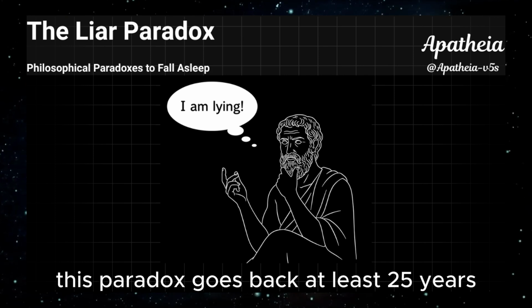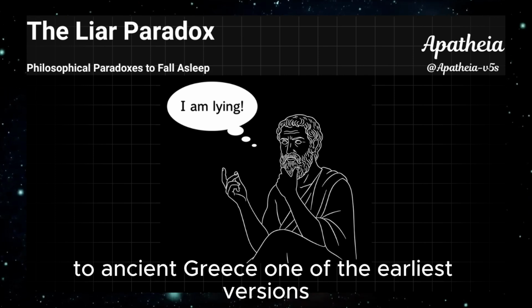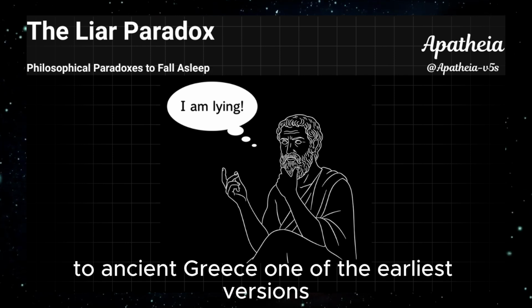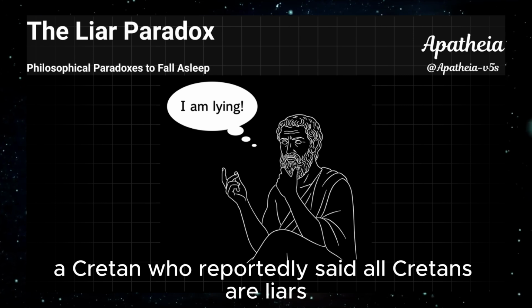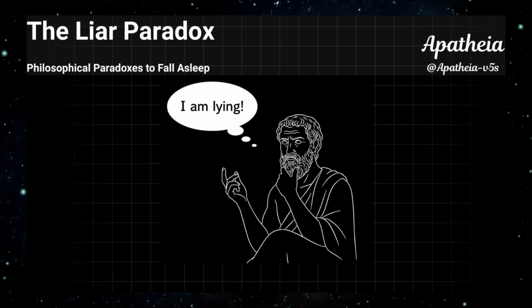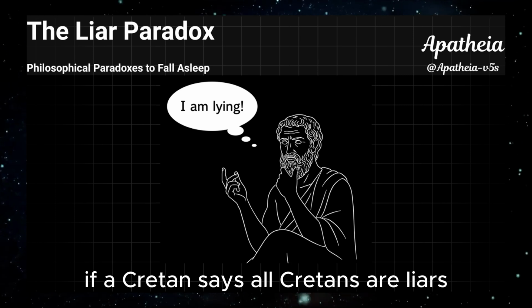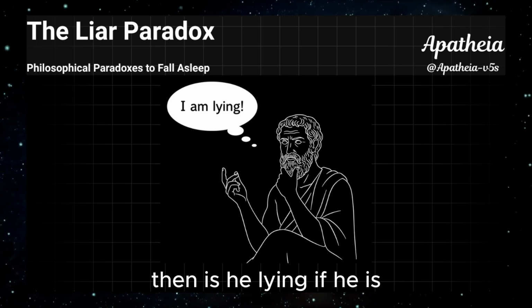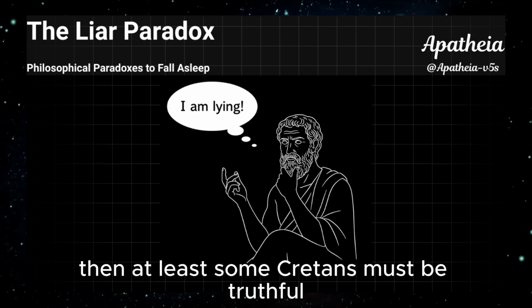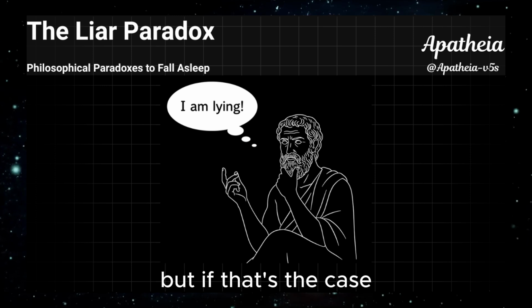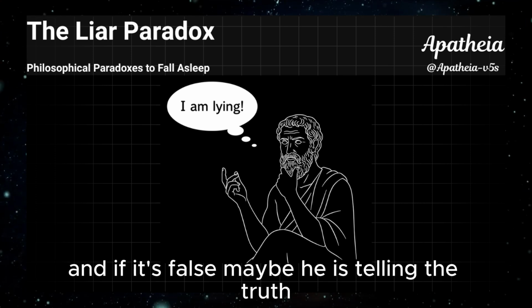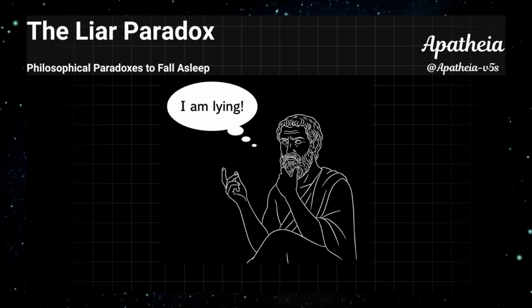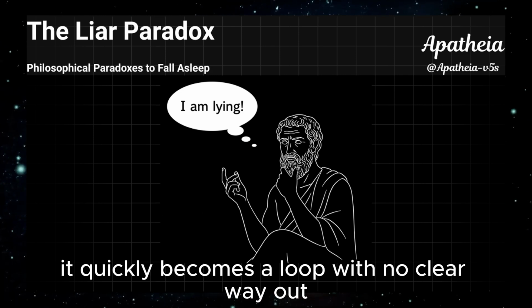This paradox goes back at least 2,500 years to ancient Greece. One of the earliest versions comes from a philosopher named Epimenides, a Cretan, who reportedly said, "All Cretans are liars." If a Cretan says all Cretans are liars, then is he lying? If he is, then at least some Cretans must be truthful. But if that's the case, then his claim that all Cretans are liars is false. And if it's false, maybe he is telling the truth? It quickly becomes a loop with no clear way out.